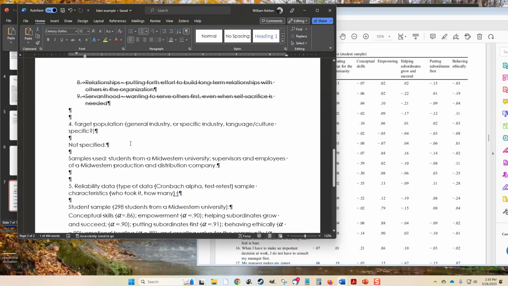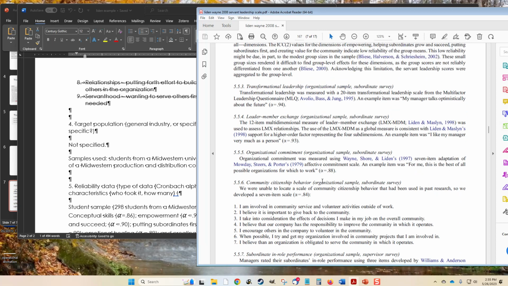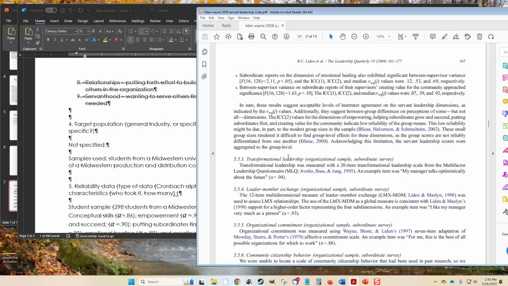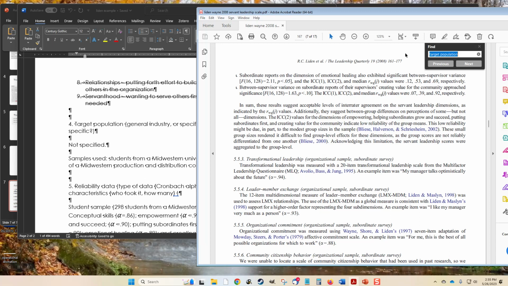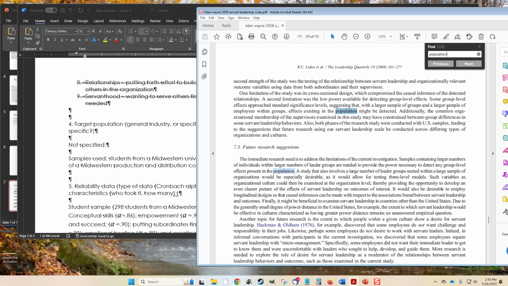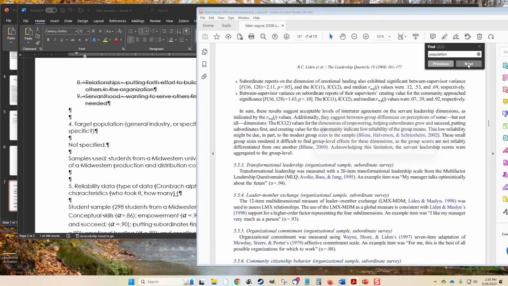Okay, so now target population. We need to go through the article. One hint I can give you, Control F for find in the article. Target population, nothing. Population, and they're not really saying anything specific about a population, so what about a sample? Oh, lots of stuff about sample.